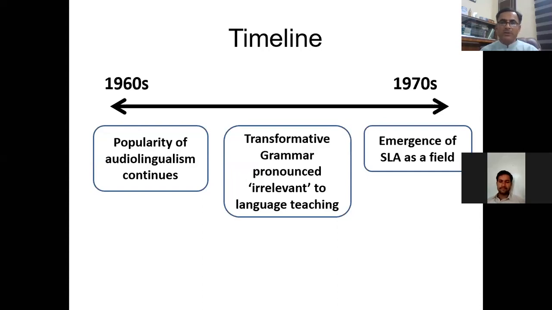So in the 1970s, we see the emergence of Stephen Krashen's concept of second language acquisition as a main field of inquiry, research and practical knowledge in the English language teaching world. We saw a lot of people talking about the SLA hypothesis, which gradually became very popular with Stephen Krashen.